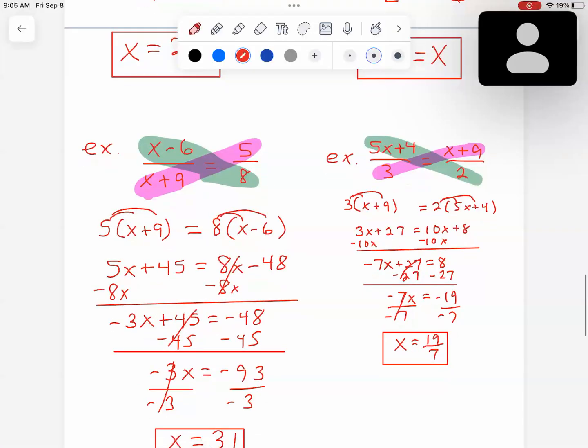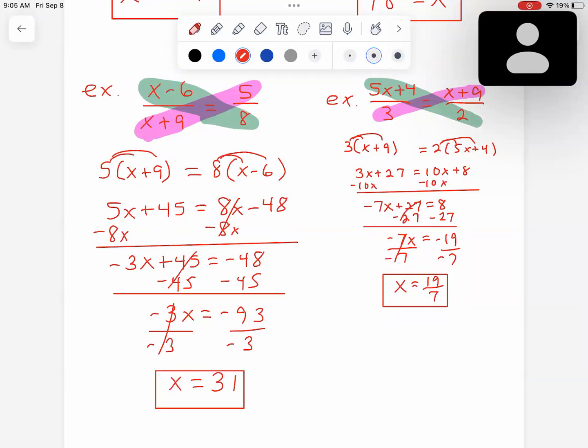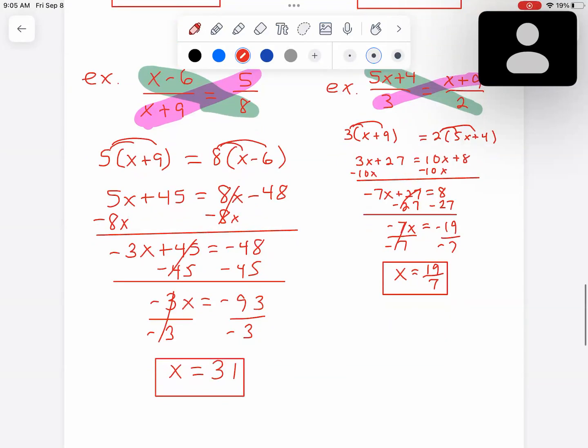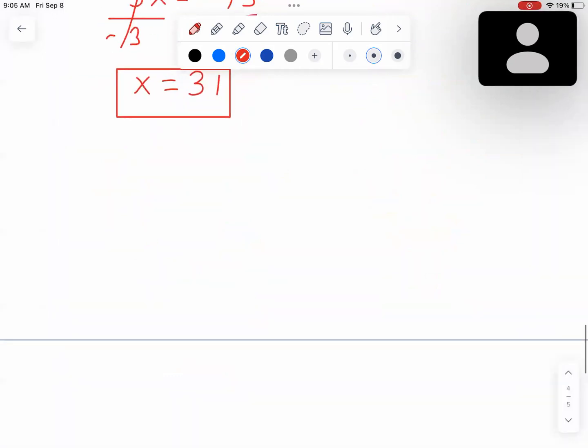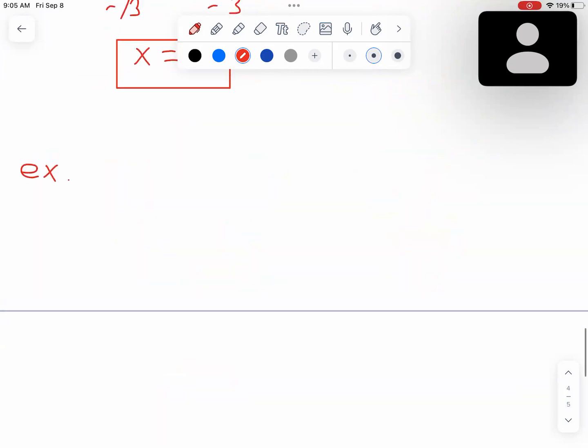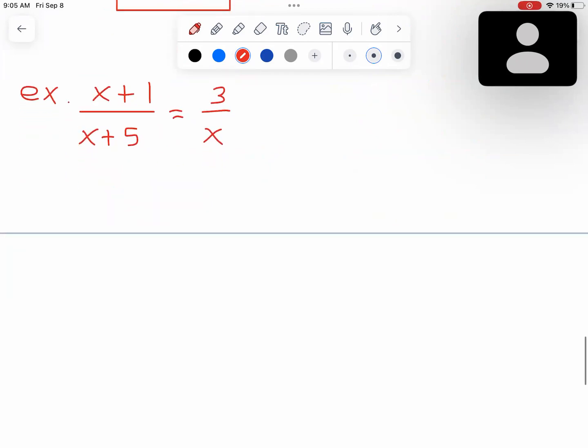All right, you guys are doing great, but now we're going to amp it up one more time. So here we go. This will be the last kind of problem, but I think you'll see in a moment why it's a little different. Let's say we had x plus 1 over x plus 5 equals 3 over x. Okay, x plus 1 over x plus 5 is equal to 3 over x.